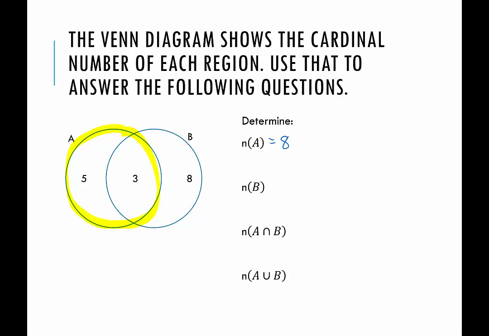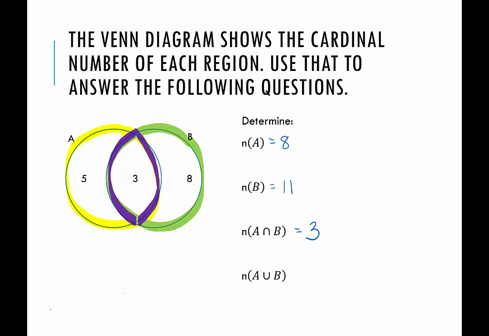Looking at set B we have this here. In set B, we have 3 elements here and 8 here, so 3 plus 8. The cardinal number of set B is 11. When we look at the intersection of the sets, we are looking for what they have in common. So this is the region right here where A and B overlap, indicating to us the cardinal number of the intersection is 3.